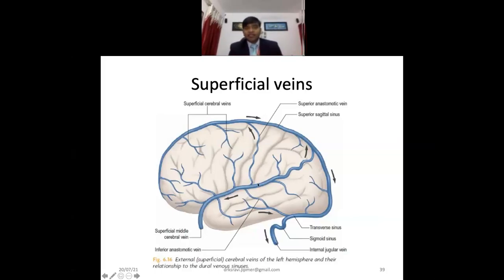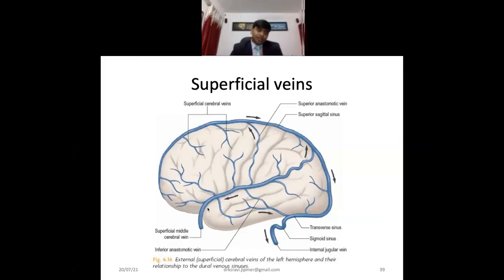Now, we have the middle cerebral veins. The middle cerebral veins will be 4 in number, 2 on each side. When we talk about the superficial middle cerebral vein, you can see over here, it lies superficially in the lateral sulcus and drains into the cavernous sinus. When we talk about the deep middle cerebral vein, it lies deep on the insula. When you cut and reflect this, you will get the insula. So this deep middle cerebral vein will accompany the middle cerebral artery and join the anterior cerebral vein, and finally it will form the basal vein.